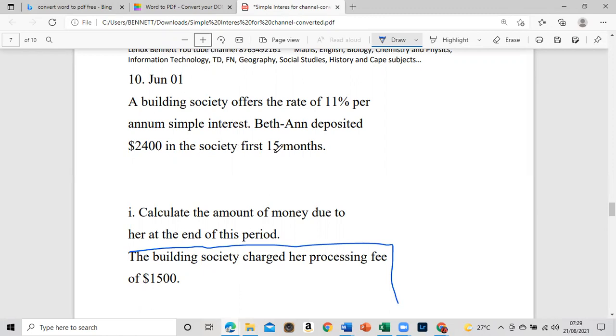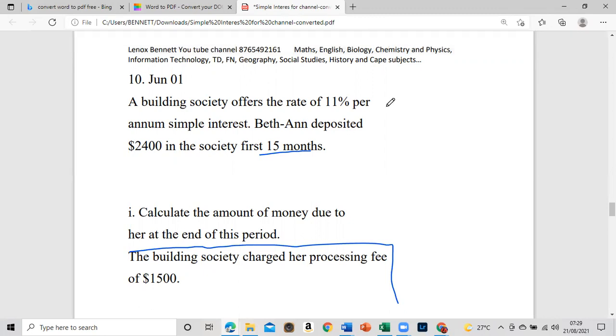for 15 months. Again, guys, we have to convert it to years. It will be 1 year and 3 months, right? And 3 months is the same thing as 0.25. So it's 1.25. So it's 11 times the 2,400. I know simple interest is principal times time times rate. No matter, it's multiplication, right? The trick to this question is just to convert the 15 months here. So it's 1.25 really.